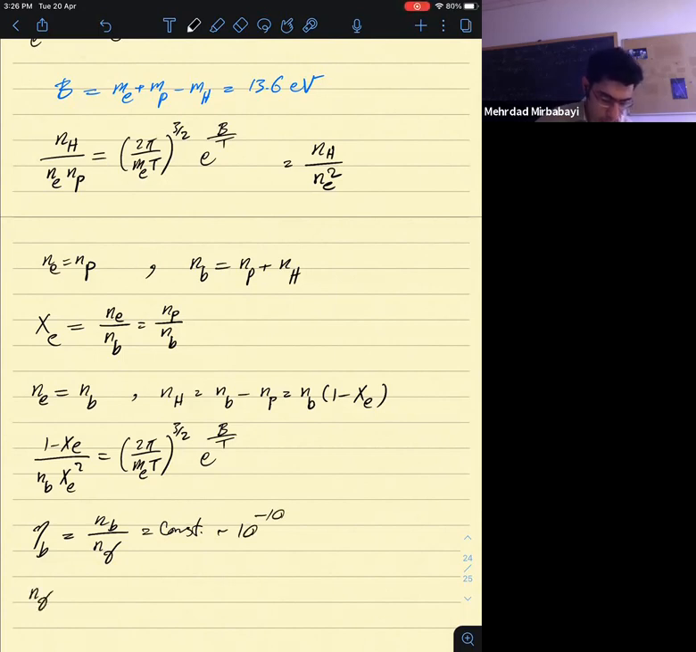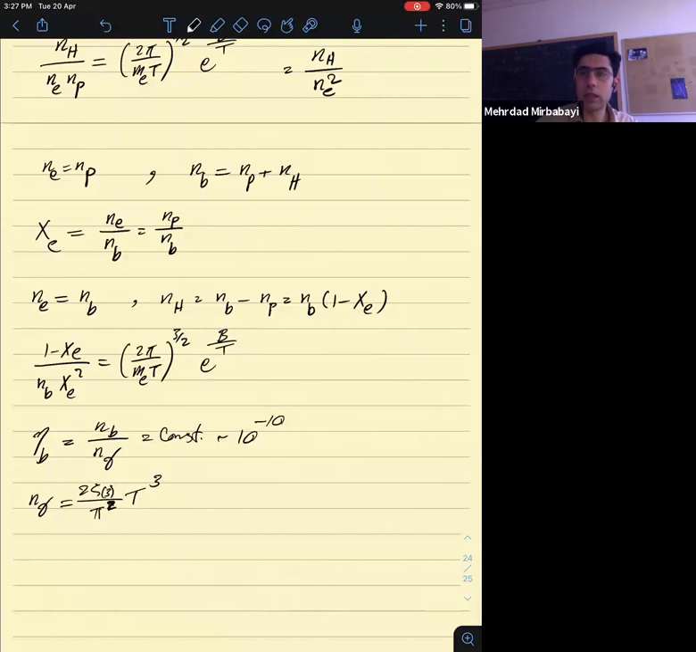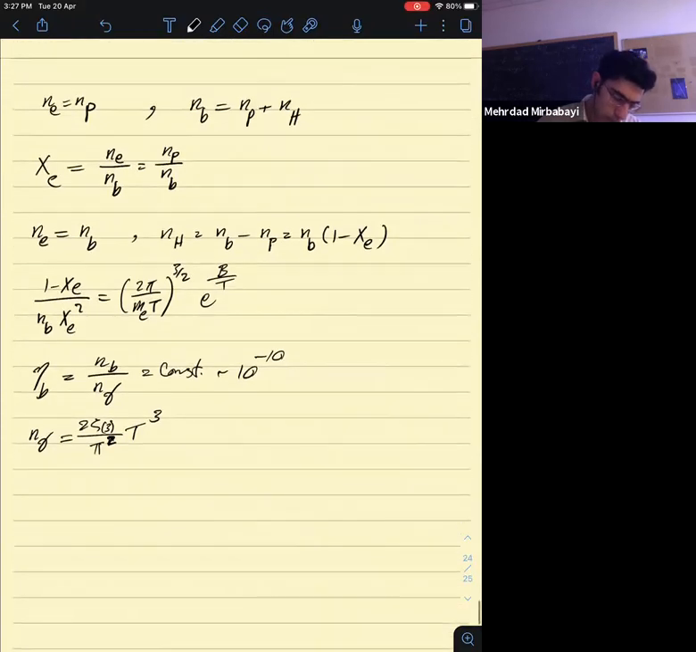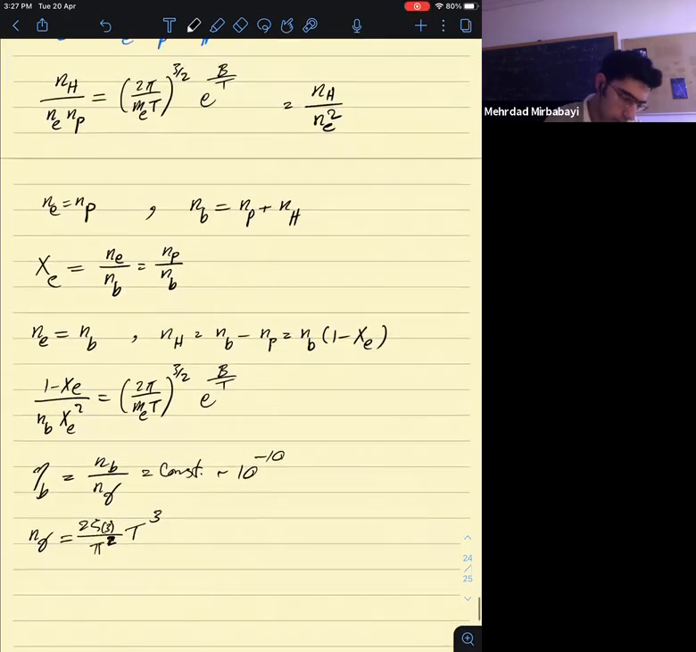We also know what n_gamma is at some given temperature. It's just the black body spectrum. As a function of temperature, we can determine the number density of photons. It will be proportional to T cubed, and the proportionality constant is the result of some integral, some Riemann zeta function: 2 zeta(3) divided by π squared. So now we basically have everything to determine X_e, the fraction of electrons. Maybe I should have emphasized that this is the fraction of free electrons, electrons which are not captured inside hydrogen atoms.